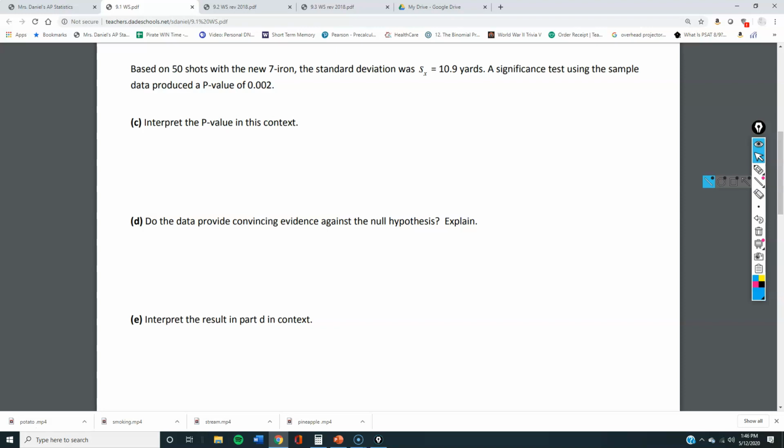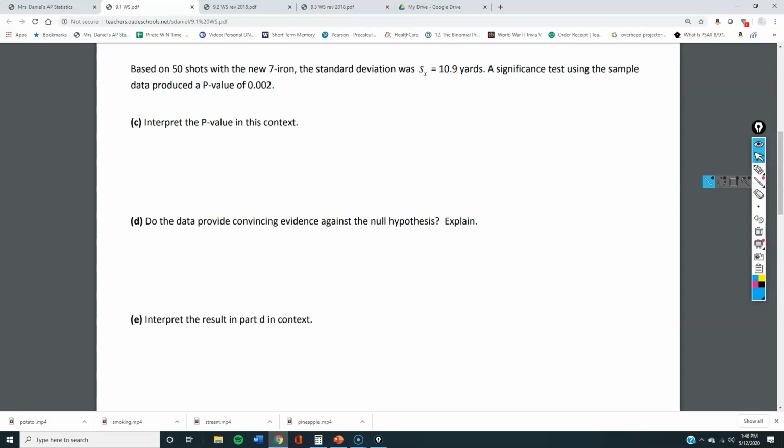chance. Remember, the p-value is the probability of getting the data you did by chance if the null hypothesis is true. So again, if you were to word this, it'd be we have a 0.2% chance of obtaining a value of this standard deviation being 10.9 due to random chance alone.